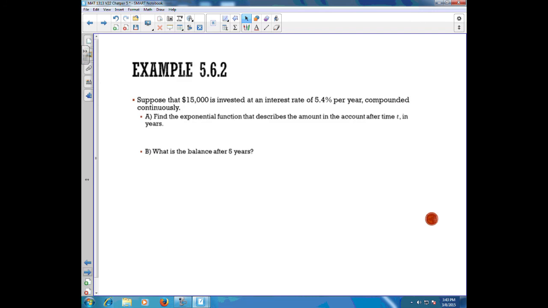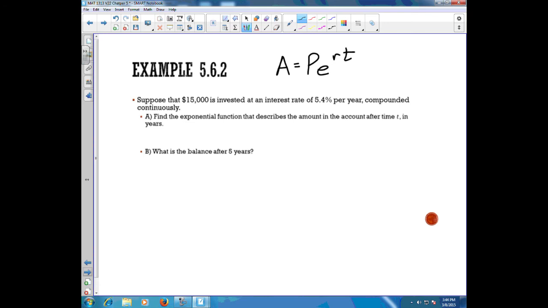Now let's try a very similar thing, except with compound interest. So suppose that $15,000 is invested at an interest rate of 5.4% per year, compounded continuously. When we compound interest continuously, we use this exponential growth function. We're going to write the formula just a little different, but the things still mean the same thing. So in this case, A is the future value, P is the principal, the amount you invest, and R is the interest rate. It looks a lot like the other equation, we just replaced the letters a little bit.